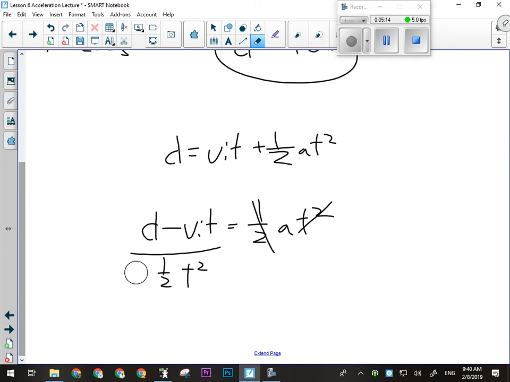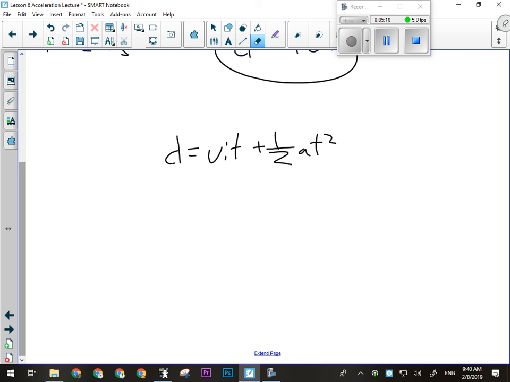I have a question where VI is 0. And I want to solve for T.